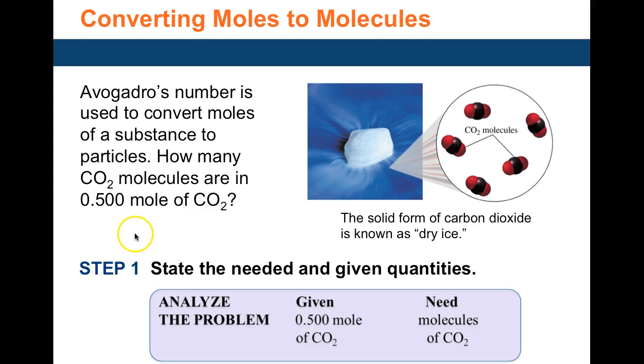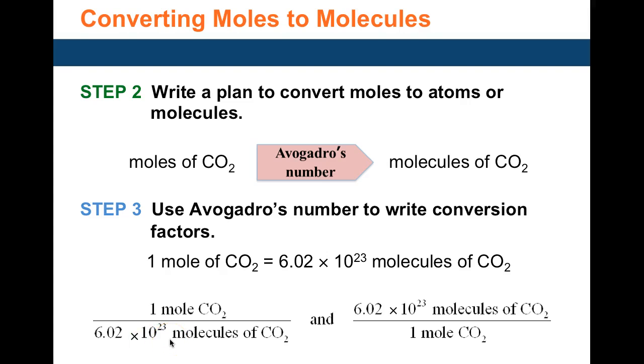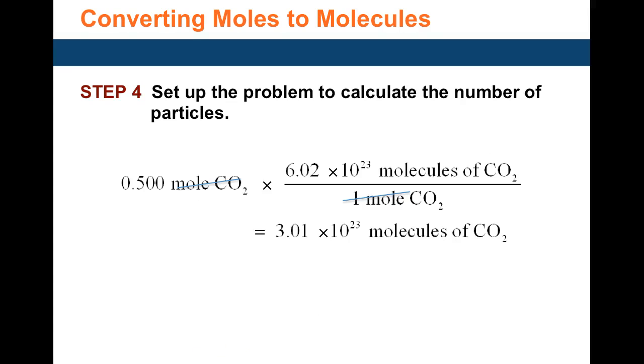So here you're asked to find out how many carbon dioxide molecules are in half a mole of carbon dioxide, right? So 1 mole of carbon dioxide is 6.02 times 10 power 23. So half a mole would be half that amount. Okay. So 1 mole is 6.02 times 10 power 23. Half this amount would be 3.01 times 10 power 23.